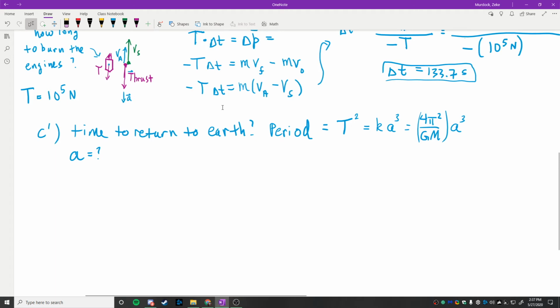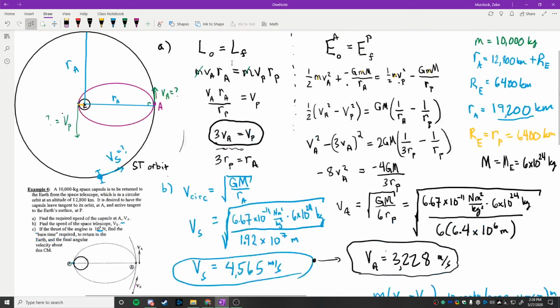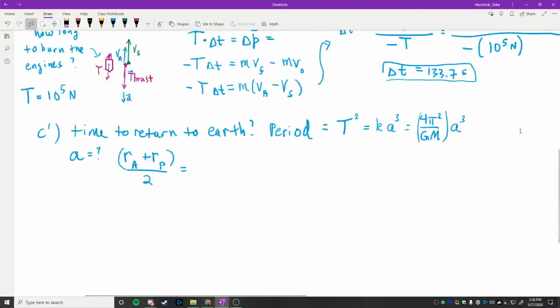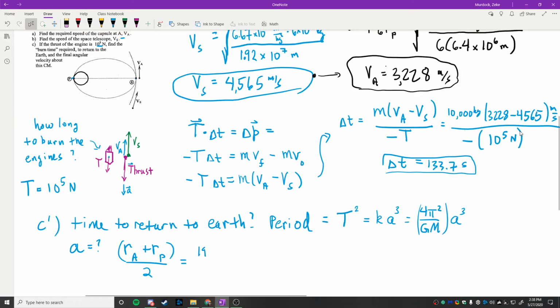Whoever said it, it was George, who said that you take the radius at point A plus the radius at point P. That's basically the total size of your orbit, and then you just divide by 2. Okay, what's RA and RP? We know this. RA is 19,200, and the other one's the radius of the Earth. RA is the one that's bigger, right? So it's 19,200 plus RP, which was 6,400. Those are both kilometers, and we divide by 2.